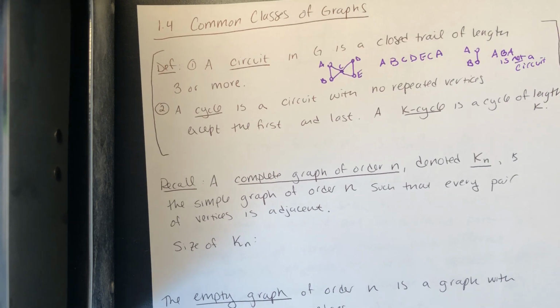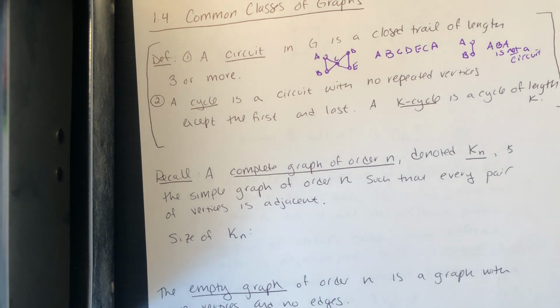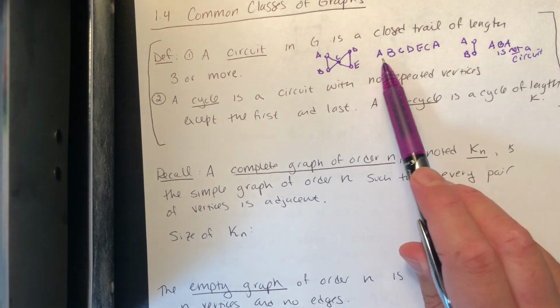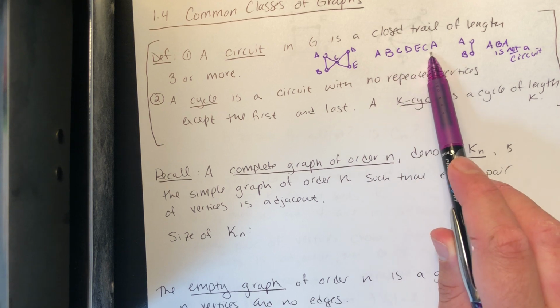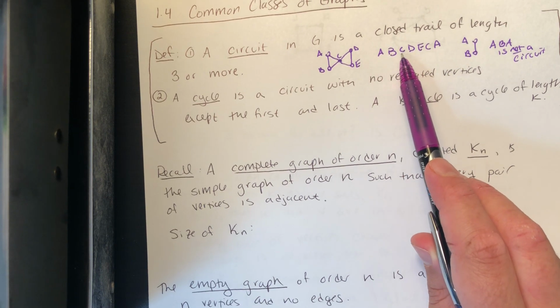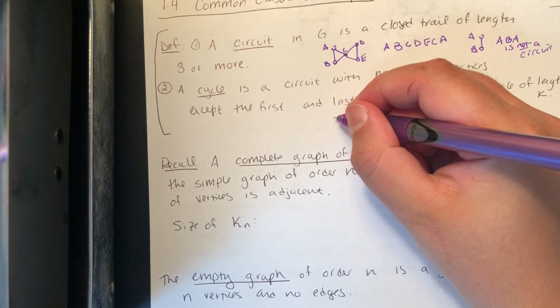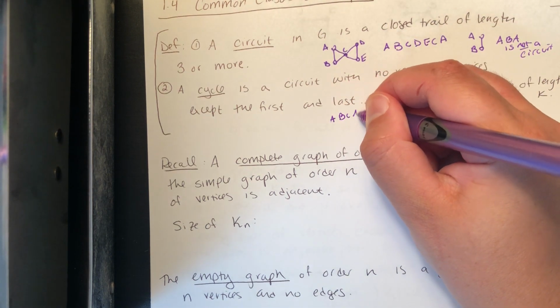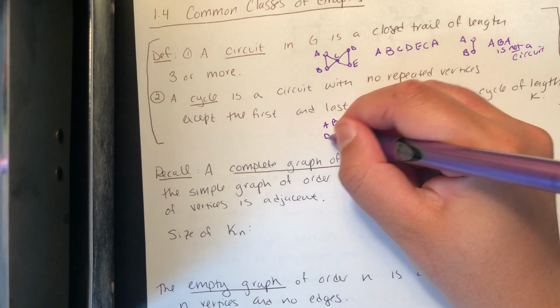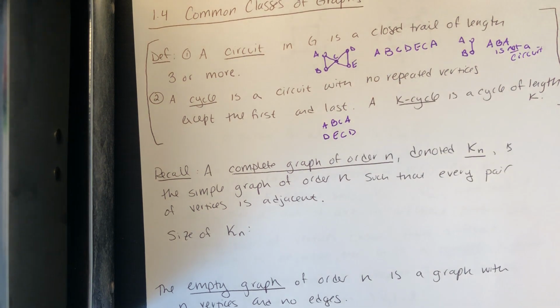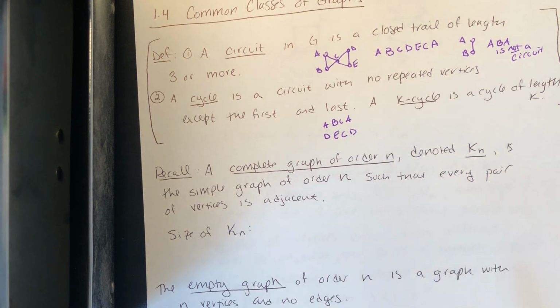Okay, now a cycle is a special type of a circuit. It's a circuit that has no repeated vertices except the first and the last one. So up here, this is not a cycle because it repeats the vertex C in the center here. But you could have, for example, in this graph, the cycle A, B, C, A, or you could have the cycle D, E, C, D. Right? There's various different cycles here. And so a K cycle is just a cycle that has length K. So these are examples of 3 cycles.